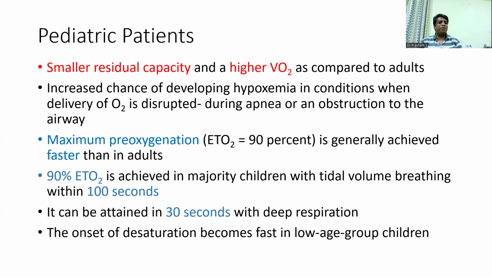In a pediatric patient, we all know that they have a smaller residual capacity with a higher consumption of oxygen with respect to adults. So the maximum pre-oxygenation is achieved faster than in adults, and they also desaturate faster. So the end tidal oxygenation is achieved because of the rapid pre-oxygenation. It can be achieved within 100 seconds.